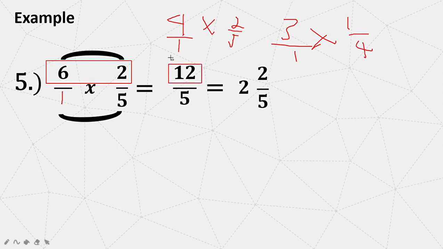And as you can see here, this answer is improper fraction. And improper fraction, we need to solve this. So, paano natin siya isa-solve? Na makukuha natin yung sagot na ito. Makukuha natin itong 2 and 2/5. So, kung paano yan, ganito.